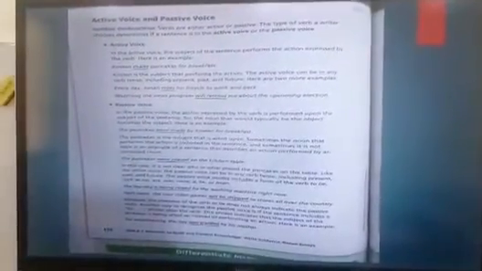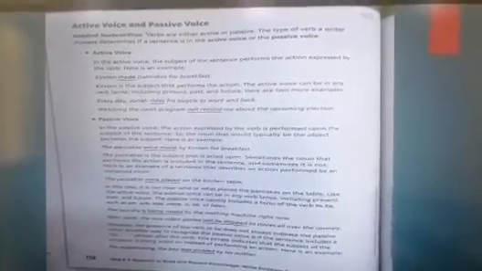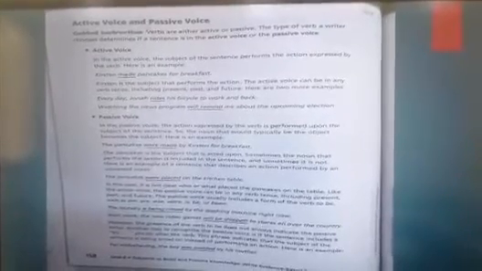Now let's talk about the difference between the active and passive voice. In the active voice, we have the subject of the sentence that performs the action expressed by the verb. So in the active voice, you have the doer of the action, or who did the action, in the position of the subject. For example, Kristen made pancakes for breakfast.